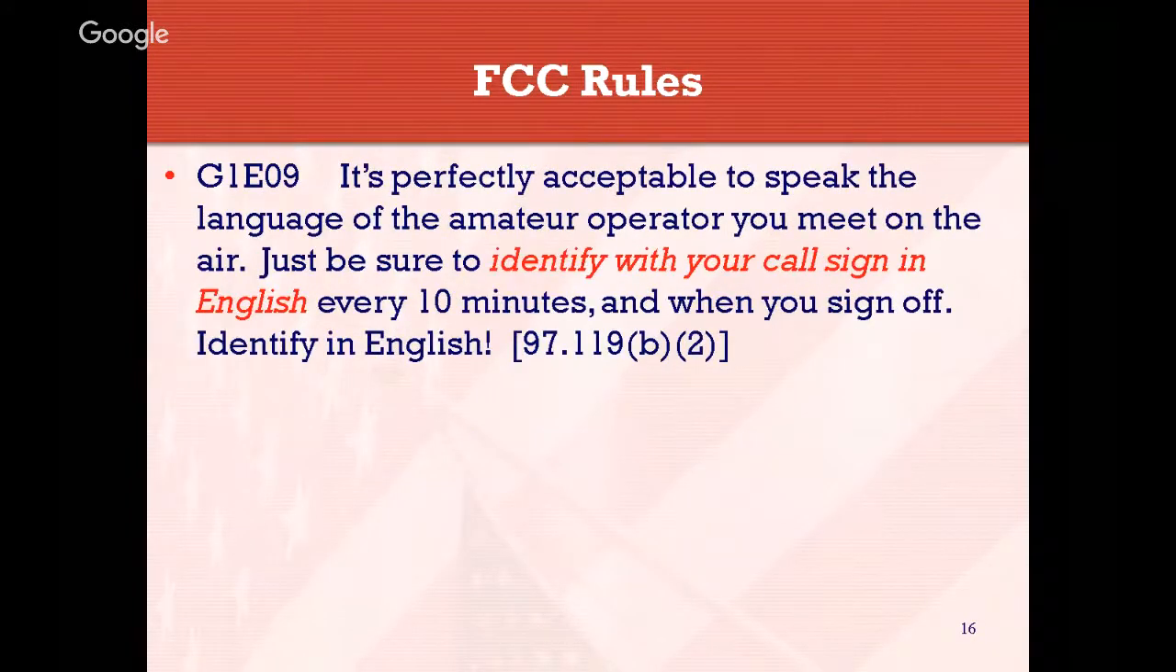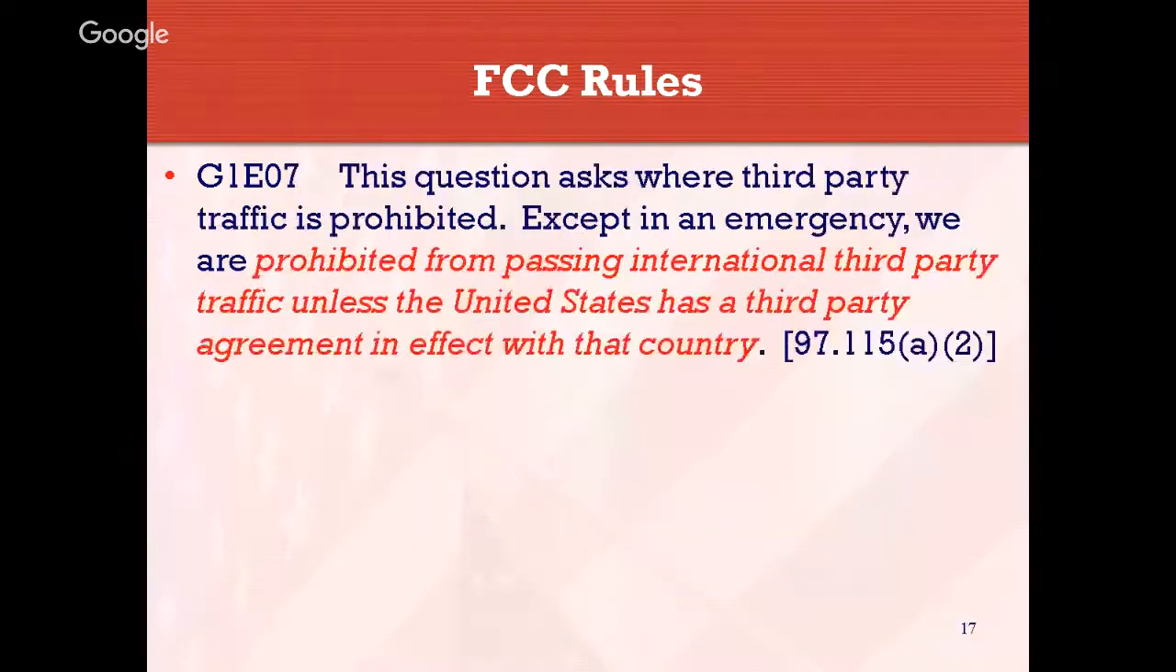It's perfectly acceptable to speak the language of the amateur operator you meet on the air. Just be sure to identify with your call sign in English every 10 minutes and when you sign off. We've already covered that. Okay. This question asks where third-party traffic is prohibited, except in an emergency: you are prohibited from passing international third-party traffic unless the United States has a third-party agreement in effect with that country. There is a list available that gives you a list of countries in which we have a third-party agreement.